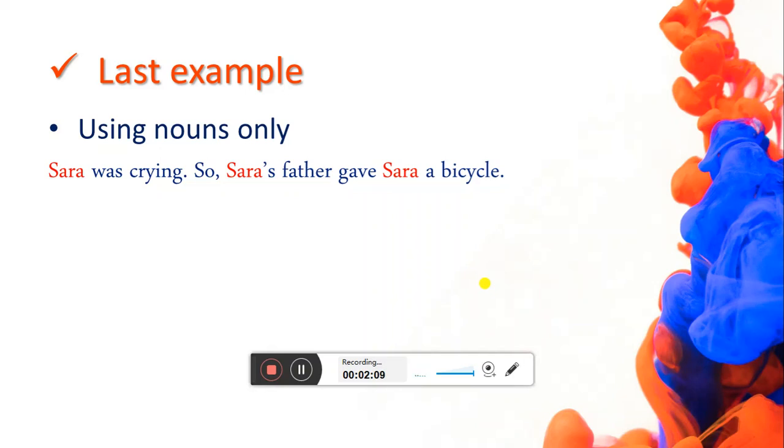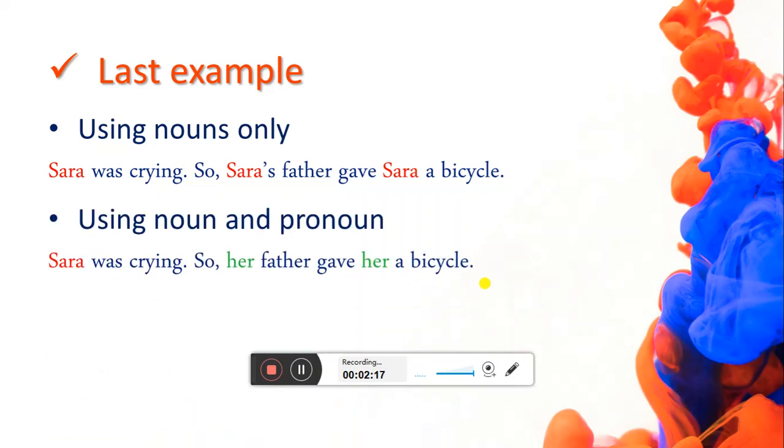If we are using the same noun again and again in the same sentence or in the same paragraph, it is irritating. So for avoiding this complexity, irritation, we use pronouns. Look at this. Sarah was crying, so her father gave her a bicycle. So instead of repeating the same noun, Sarah, Sarah, Sarah, we can use the pronoun her.